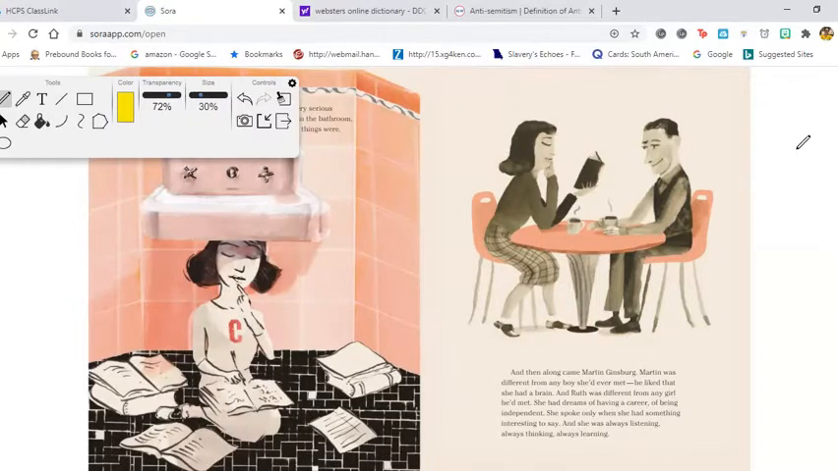And then along came Martin Ginsburg. Martin was different from any boy she'd ever met. He liked that she had a brain, and Ruth was different from any girl he'd met. She had dreams of having a career, of being independent. She spoke only when she had something interesting to say, and she was always listening, always thinking, always learning.